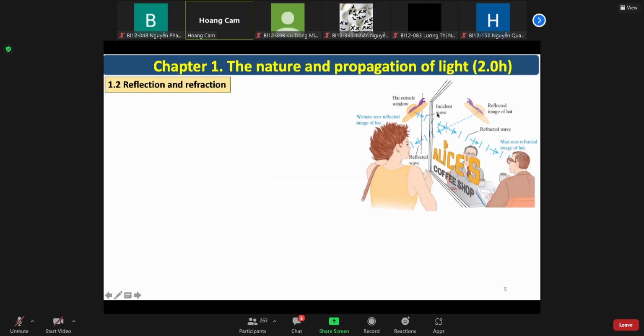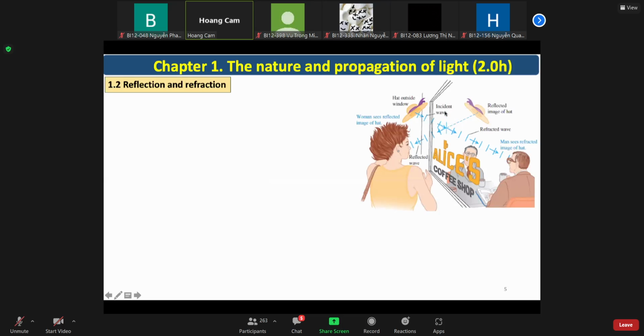As incident rays come from the head to the mirror, here we got the mirror. And then the incident rays will be reflected. Yes, it will be reflected, because if this incident ray or incident wave travels in air like this, and then it faces an obstacle, which is the mirror.